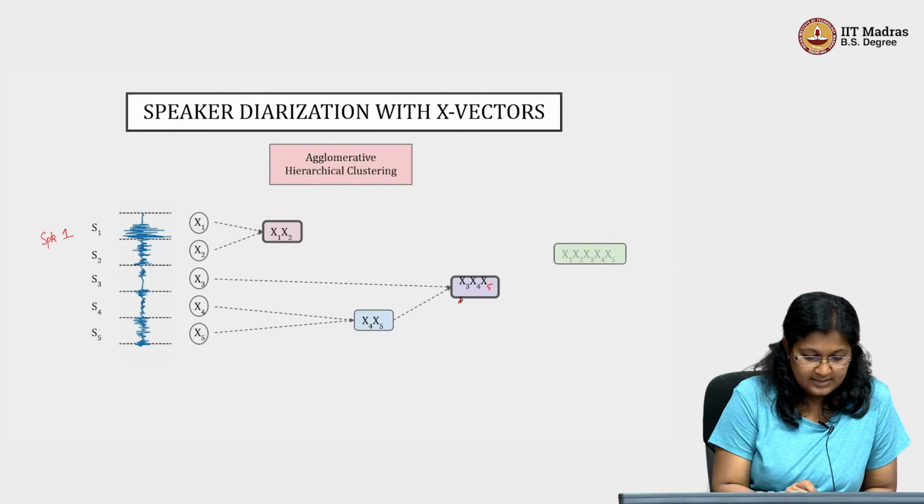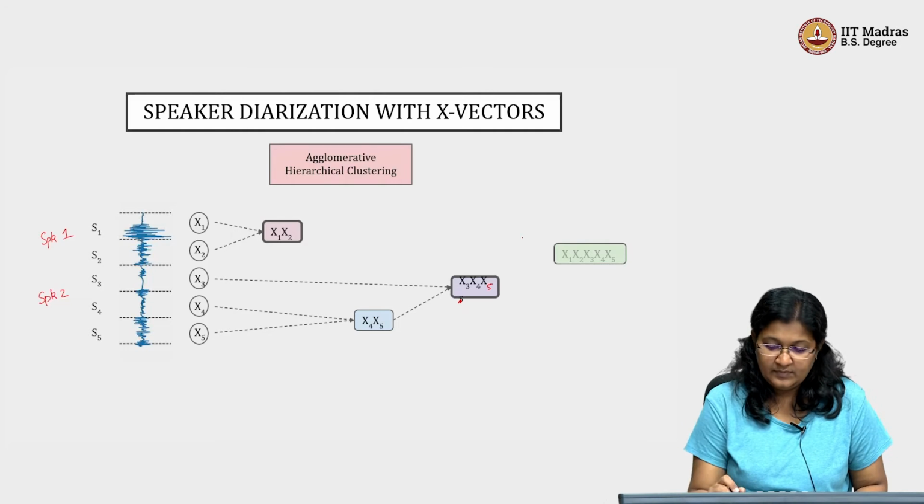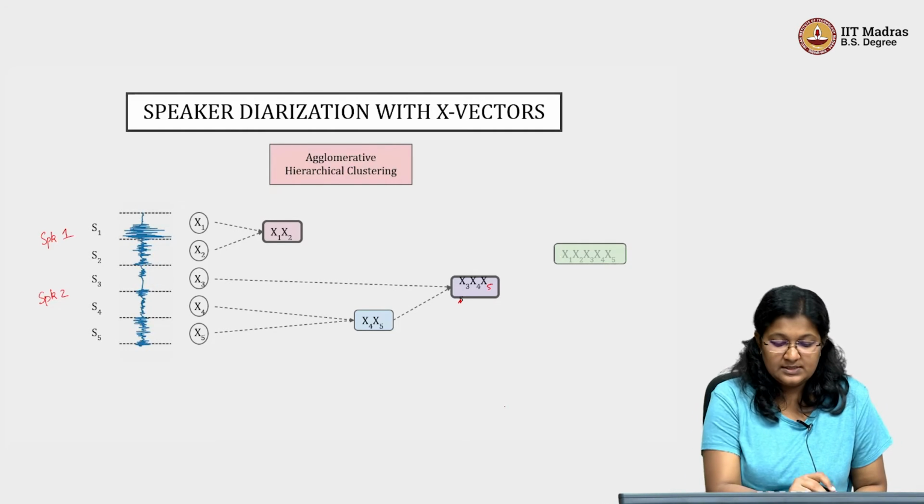Okay. S3, S4, S5 belong to some other speaker. This is the meaning, because these two are not merged. No, I have just cut it here, right here, right? I am not allowing this clustering to happen. Okay. So this is the inference.